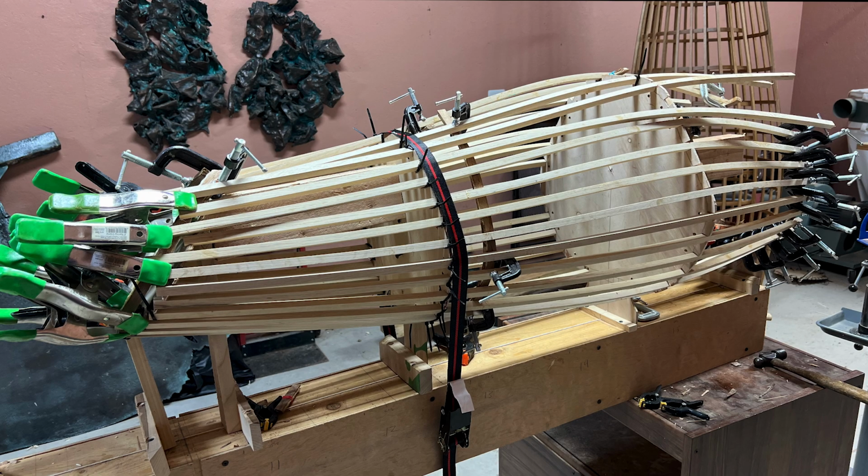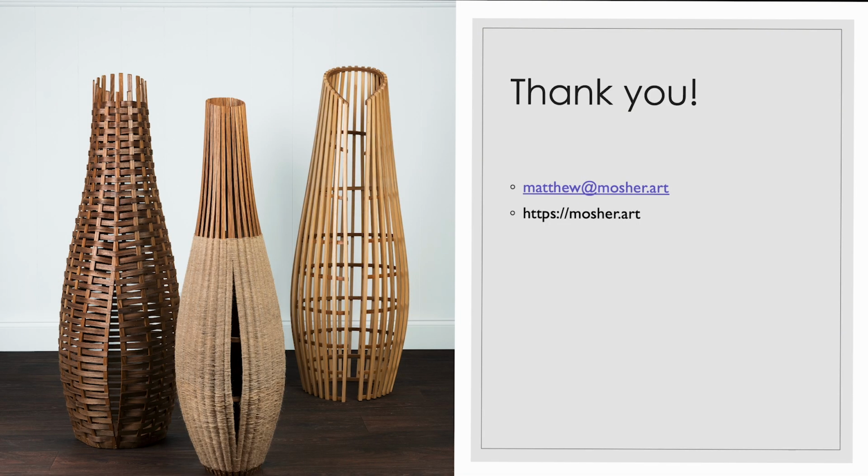And then I laminate and bend the horizontal ribs. And after those are laminated, I clean those up and then do a second round of clamping to glue those in place. And that is the basic process of how I make those shapes.